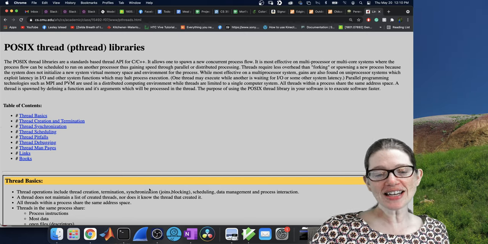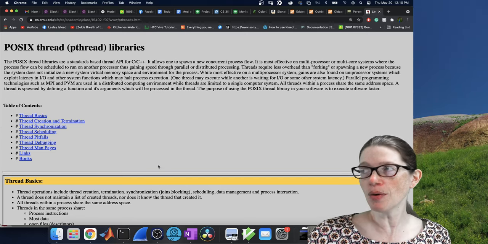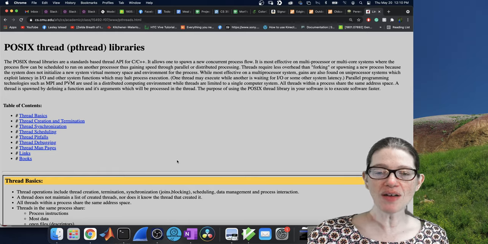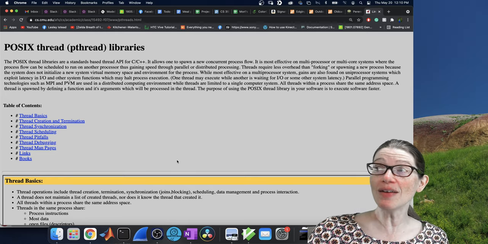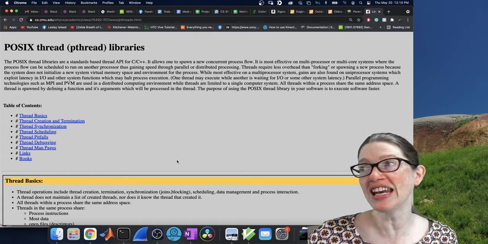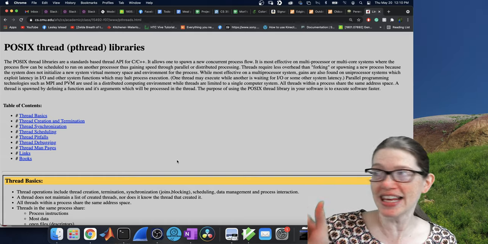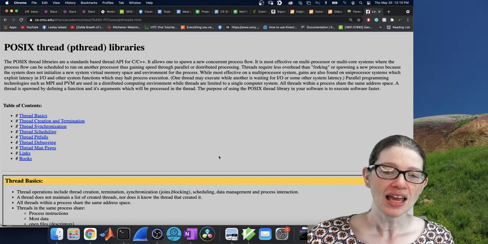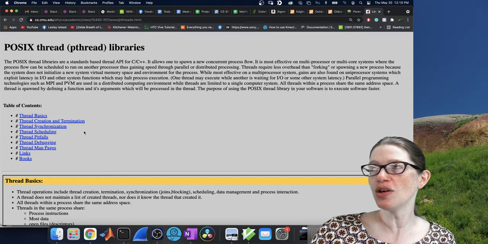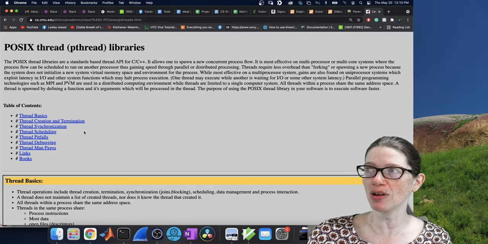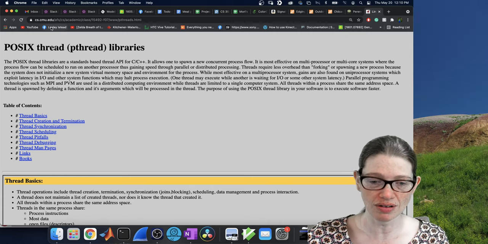So pthreads is actually very simple to use. I will post some sample code for pthreads as well, but you have some examples in A1. We give you some starter code. You just have to fill it in, and it literally has comments in it that say fill in here. If you Google pthreads, you will find a lot of documentation, because this is probably the most popular threading library used out there.